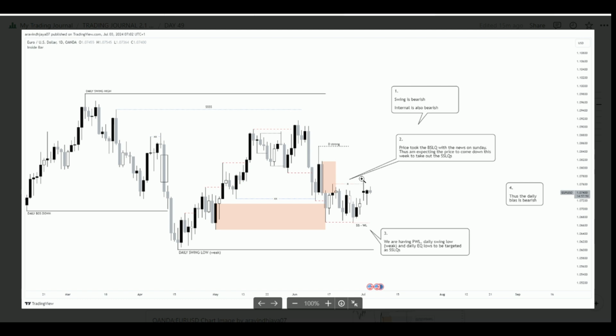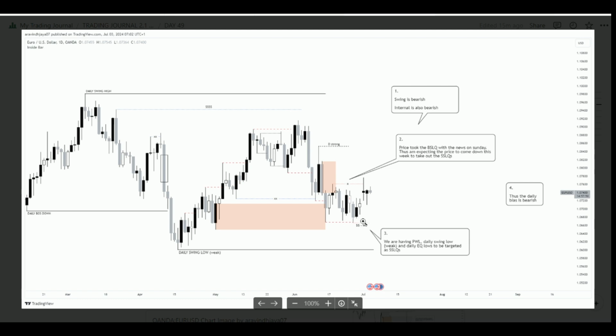Price took out the buy side liquidity with news on Sunday, as I'm expecting the price to come down this week to take out the sell side liquidities. And this low is also the previous week's low. So this is the daily weak low, daily internal weak low, and it is also the previous week's low. So this low has a ton of liquidity to be taken.